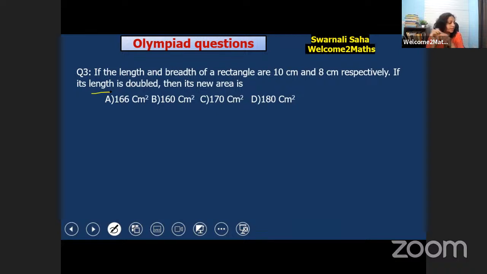Don't do any arguments. Now, if the length and breadth of a rectangle are 10 centimeter and 8 centimeter respectively, and its length is doubled, then its new area would be how much? That you have to find out. Smaranika, this is question number 3. Question number 2 is already solved, na? You all solved.